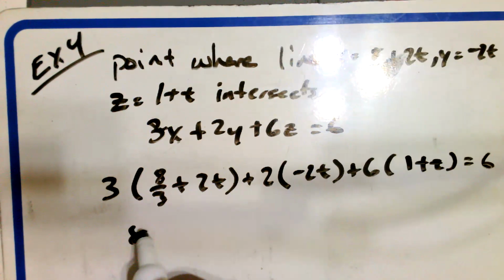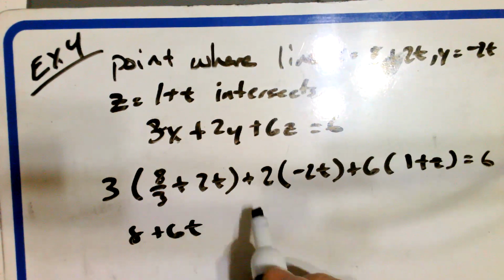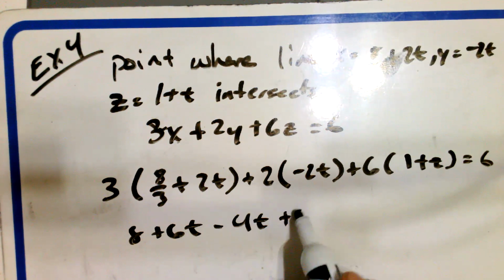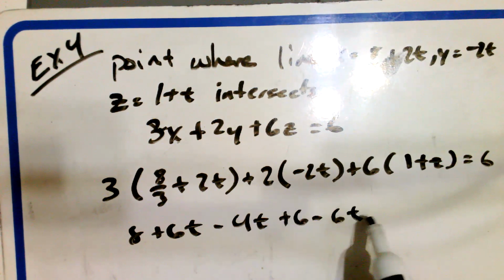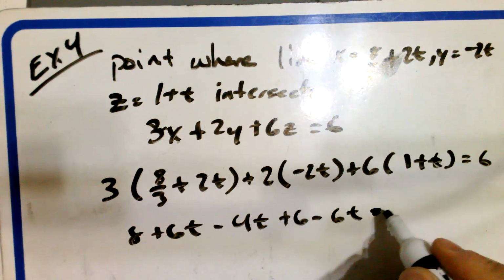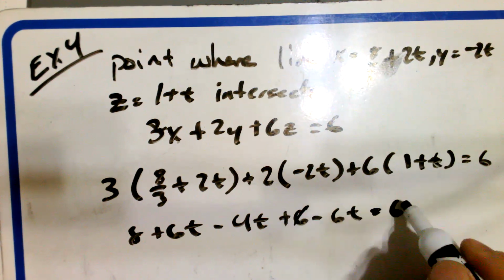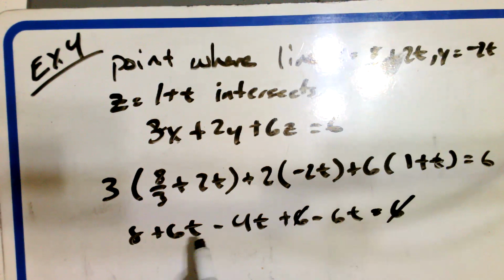So we get 8 plus 6t minus 4t plus 6 minus 6t, that's a t, equals 6. So those 6's cancel. We have those t's cancel, and so you get 8 is equal to 2t. So 4 is equal to t.